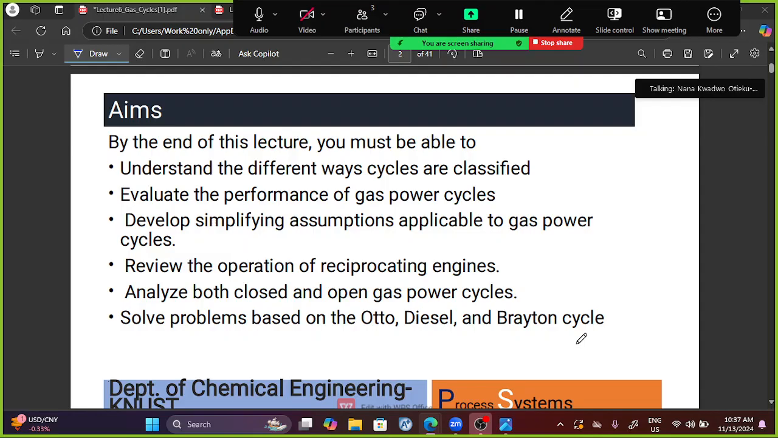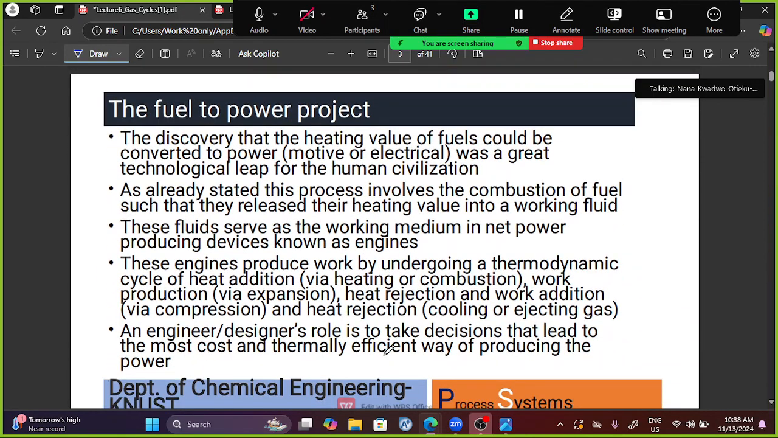So I'll take my time to give us an understanding of what the gas cycles are about, the different kinds of cycles that they are, what these particular cycles are going to be, and how we do the calculations on these cycles. So that if you come across any question on an Otto cycle, a Diesel cycle, or a Brayton cycle, you know how to go about it.